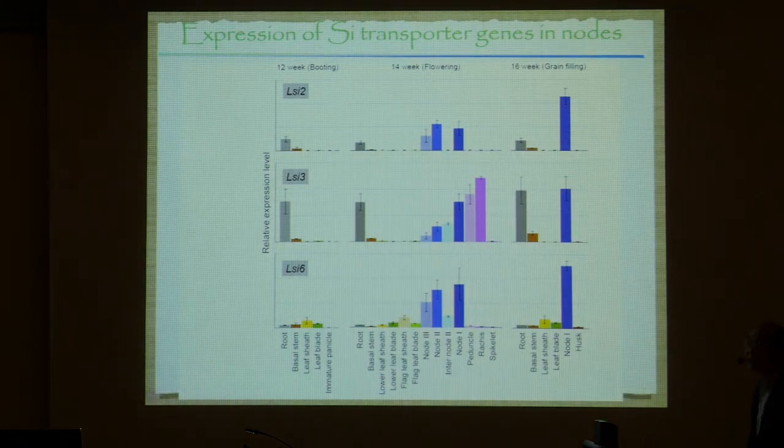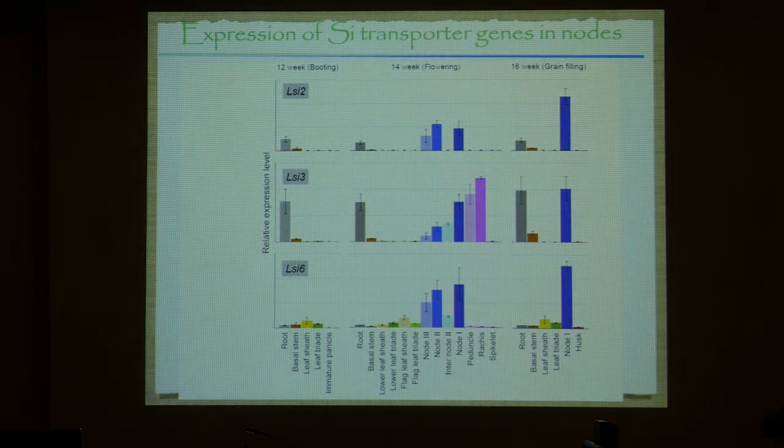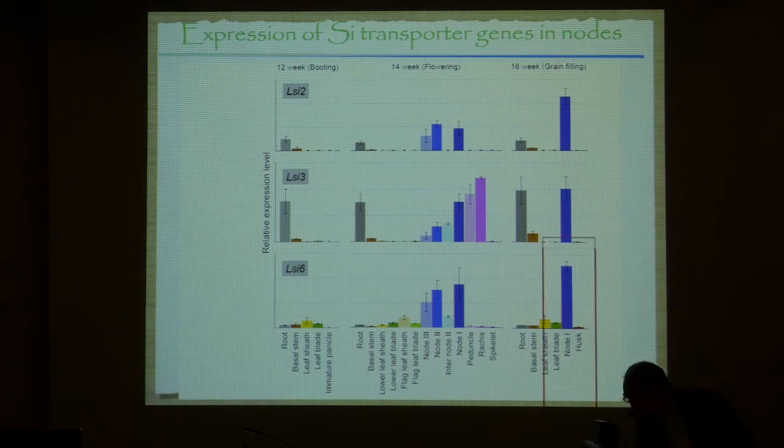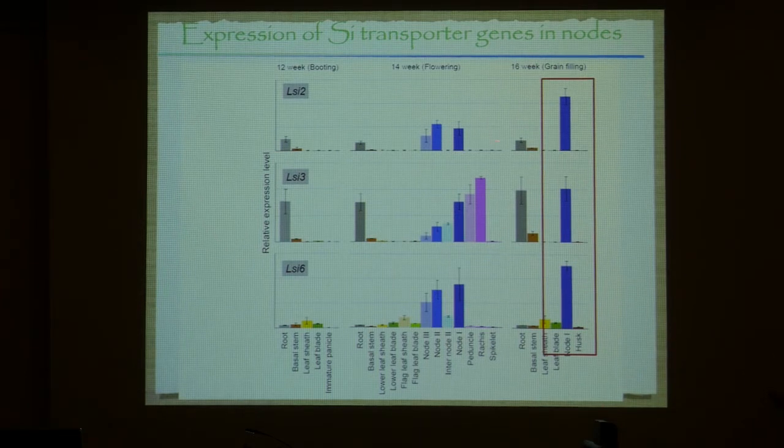So to understand what kind of silicon transporters are involved in the preferential distribution to the panicles, we investigated the expression of many silicon transporters in the node. So this is the data. As you can see here, at the reproductive stage, Lsi2, Lsi3, and Lsi6 show a very high expression level at node 1. Okay? Node 1, as I told you, is connected to the panicle and the flag leaf. So it is responsible for the silicon distribution.